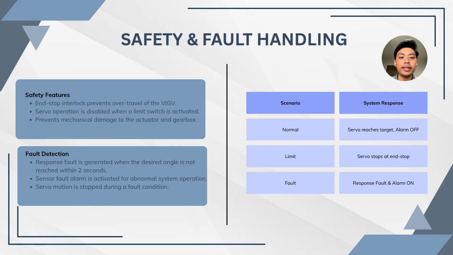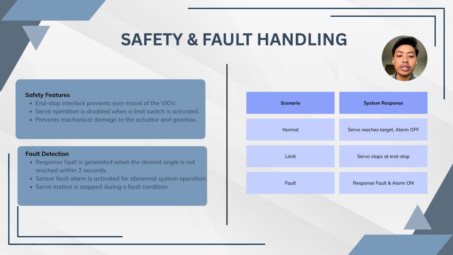This slide explains the safety and fault handling features implemented in the PLC control system to ensure reliable and safe operation of the VIGV. First, the safety feature is the end stop interlock, which prevents the guide vane from moving beyond its mechanical limit. When either limit switch is activated, the servo motor is immediately disabled to prevent over travel and protect the actuator from mechanical damage.